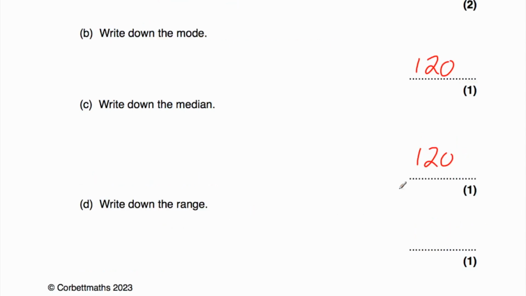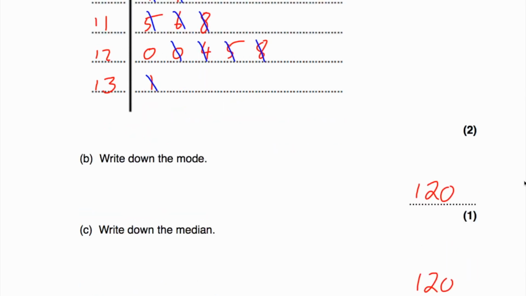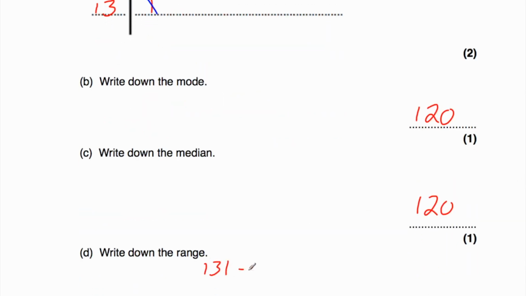And part D asks us to work out the range. Well, the most number of visitors was 131, the smallest number was 104, so 131 subtract 104 will give us our range.